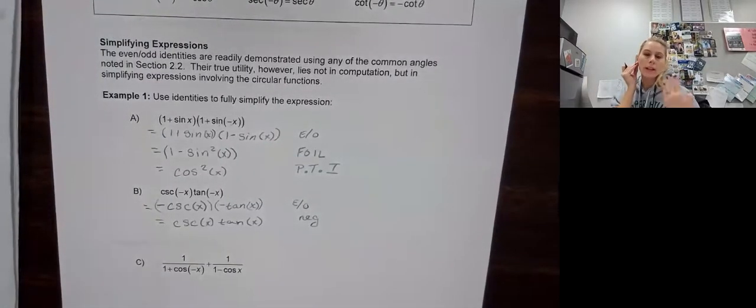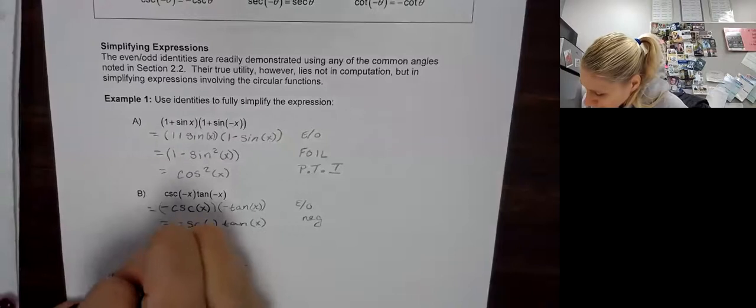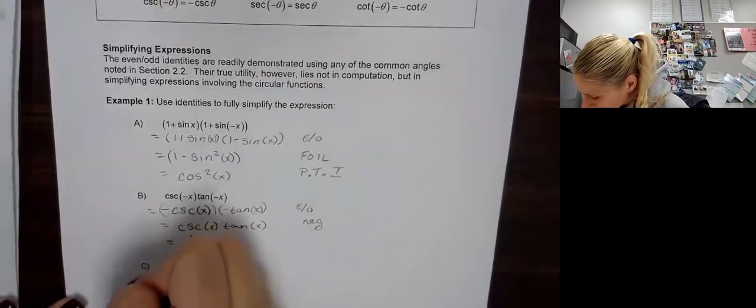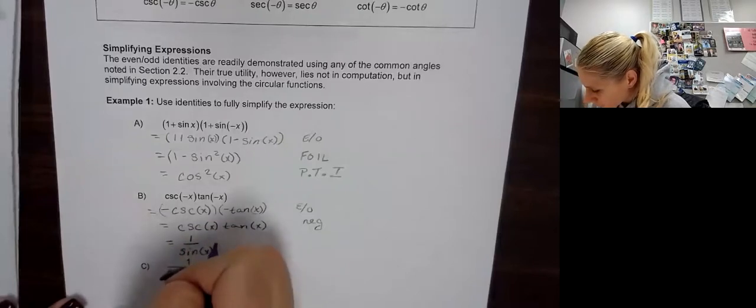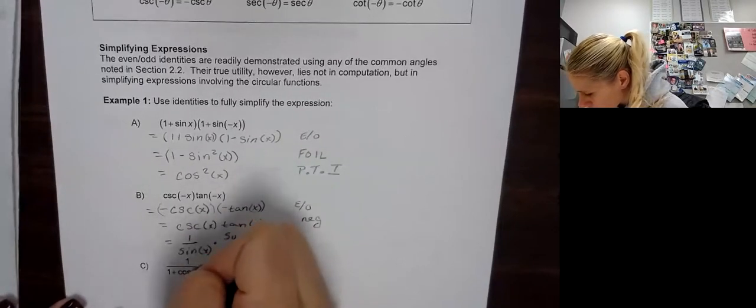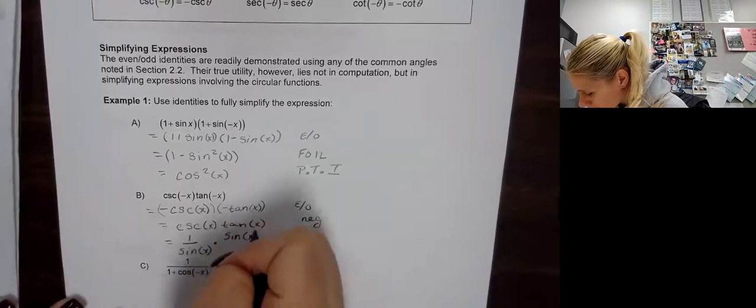Now, actually, what can I do from here? Because you can go further if you really wanted to, especially since the idea is we want to get down to one simple trig function so we can play with it a little bit. So the next thing I'm going to do is I'm going to use my reciprocal. So cosecant is 1 over sine, and tangent is sine over cosine.